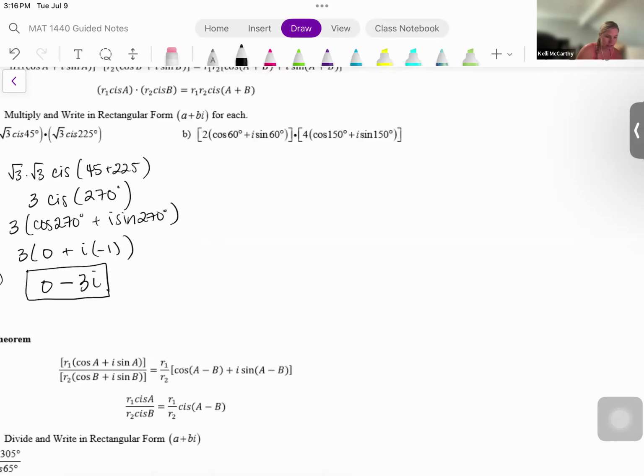Two cosine 60 degrees plus I sine 60 degrees times 4 cosine 150 degrees plus I sine of 150 degrees. So we're going to take the product of our two radii, 2 times 4. And then we're going to add the two angles, 60 plus 150. So this in our polar form is 8 CIS 210 degrees, or 8 times cosine 210 degrees plus I sine 210 degrees.